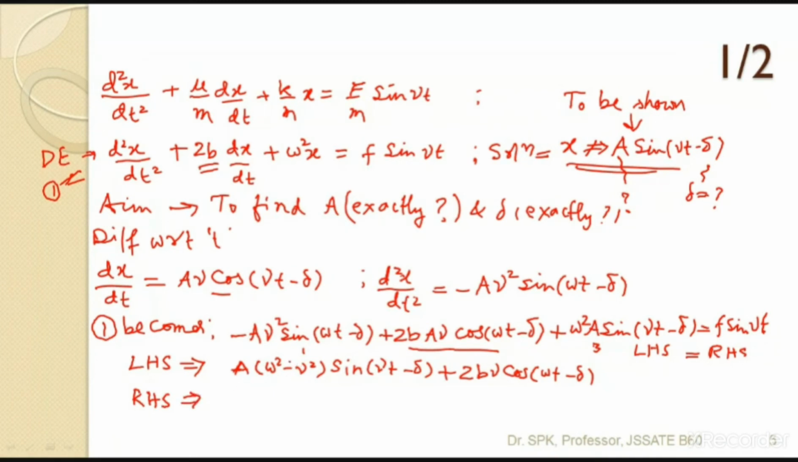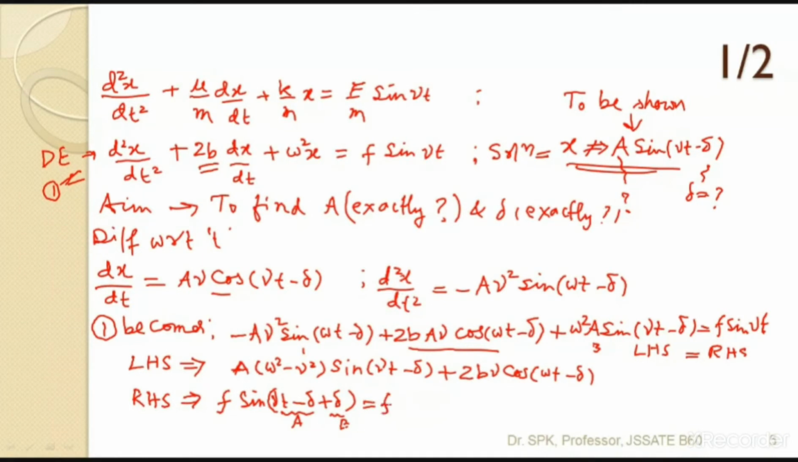I'll add delta and subtract delta. That is, f sine of mu t minus delta plus delta. I call mu t minus delta as A, and I call delta as B. So the right hand side f is equal to sine of mu t minus delta plus delta, which is sine of A plus B, where A is mu t minus delta and B is the term delta. And I'll express this in this way.